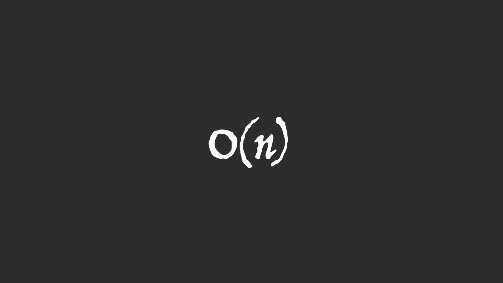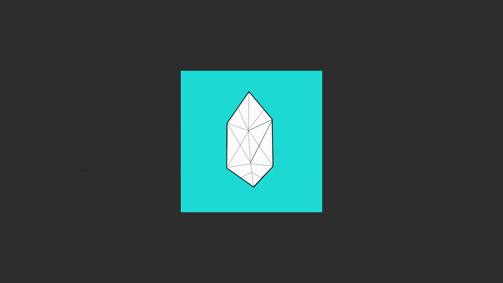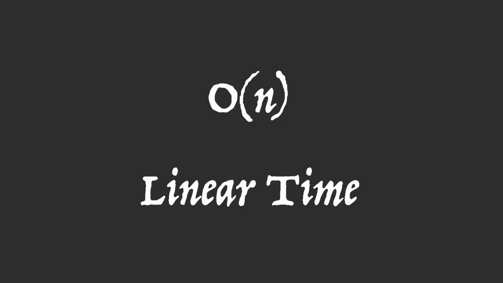Then you have O of n, linear time. You double the input, the time doubles. Perfectly reasonable. This is like reading through a list once, like a normal person would. Solid A tier. Now we get into the big ones.